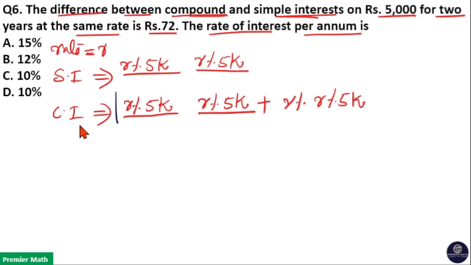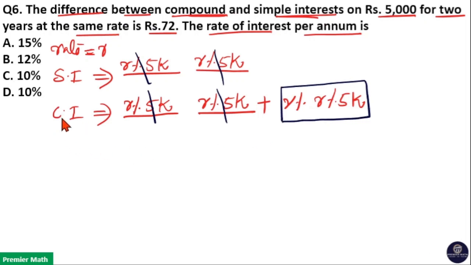So this is the difference between simple interest and compound interest. Now you can see if you take the difference between simple interest and compound interest, this one and this one cancel, this one and this one cancel. Remaining is R percentage of 5K, because compound interest means interest on the interest of the previous years is added to the next year. Now here we can see the difference between compound interest and simple interest is rupees 72. So this one is equal to 72.